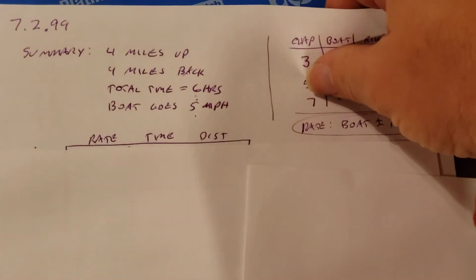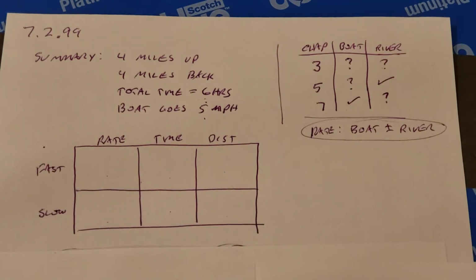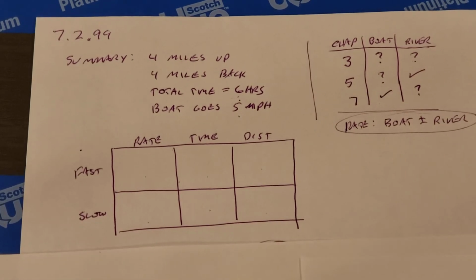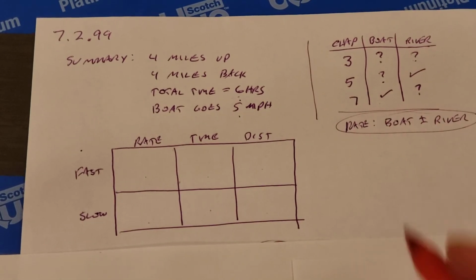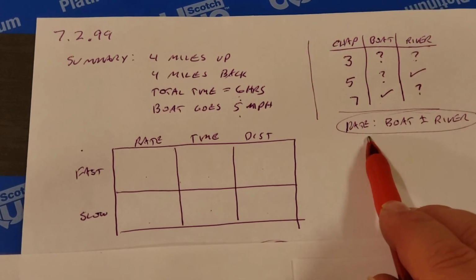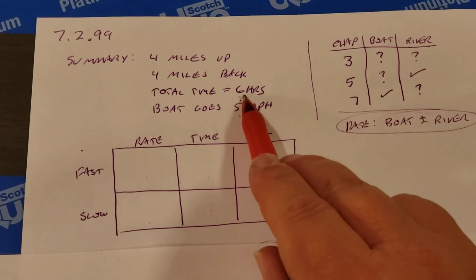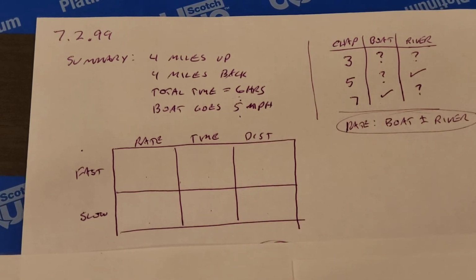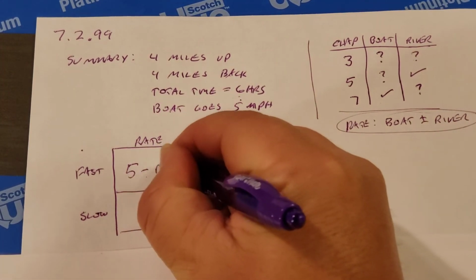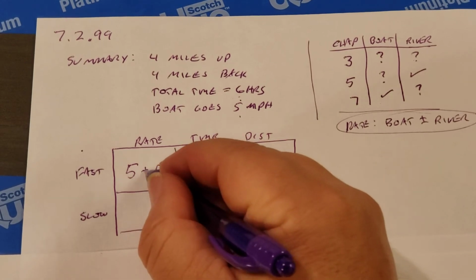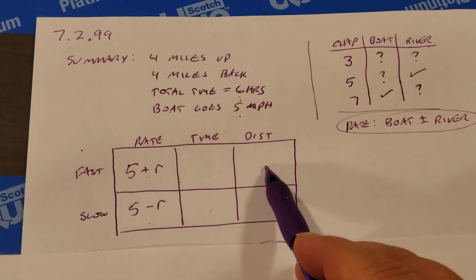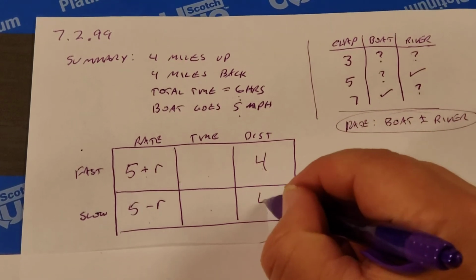All right, so here's my 6-cell table. I already wrote fast and slow. The rate, well, I have the formula here. It's the boat, which we don't know. I'm sorry, we do know. The boat goes 5 miles per hour. So it's 5 plus the river for the fast, 5 minus the river for the slow. The distance is 4 in both cases.